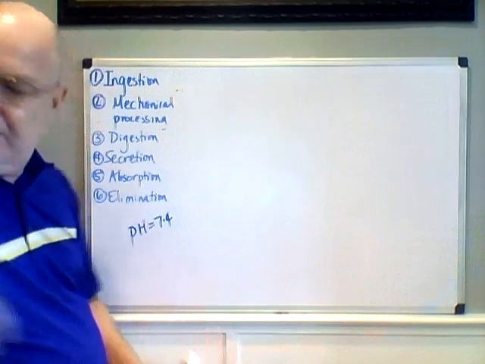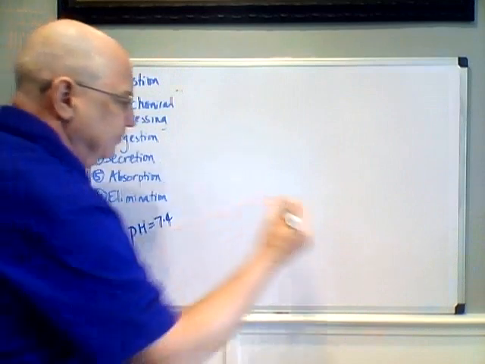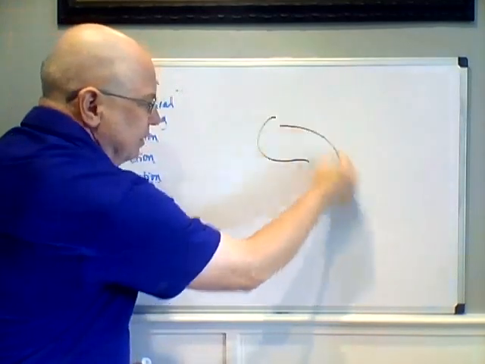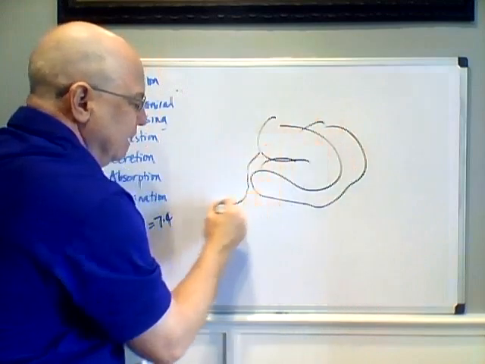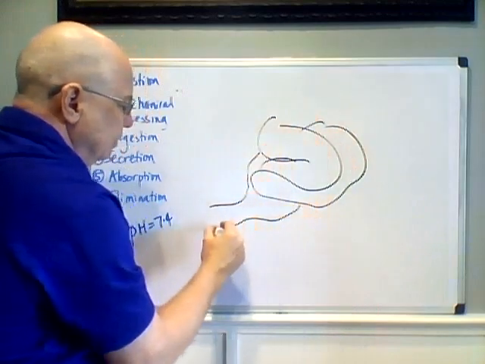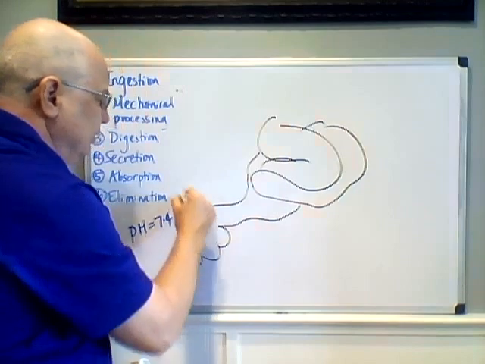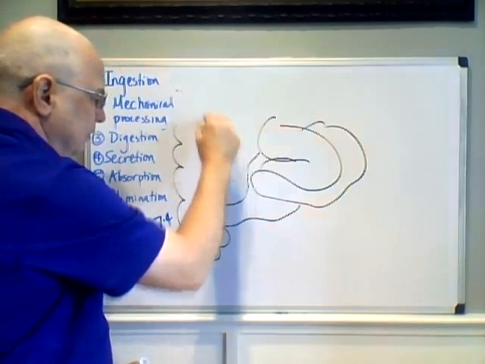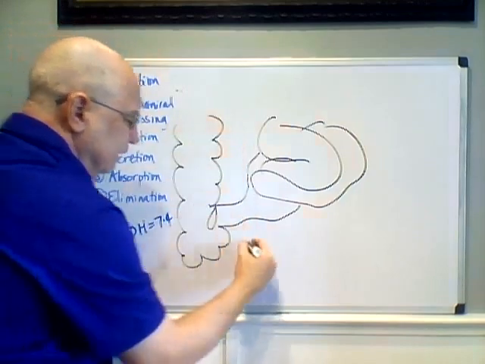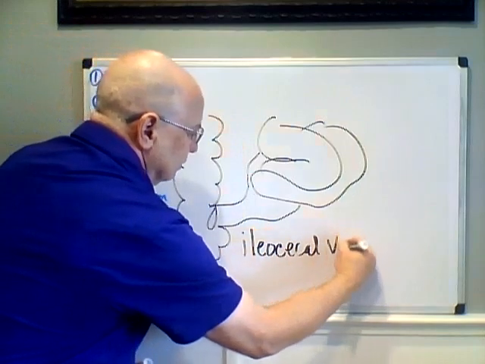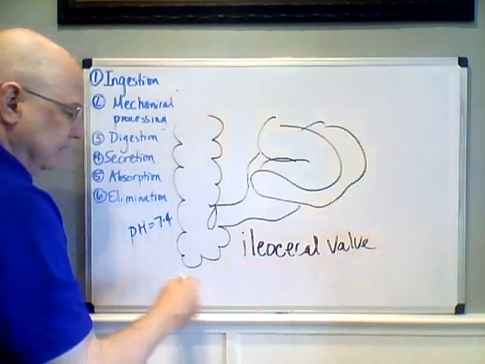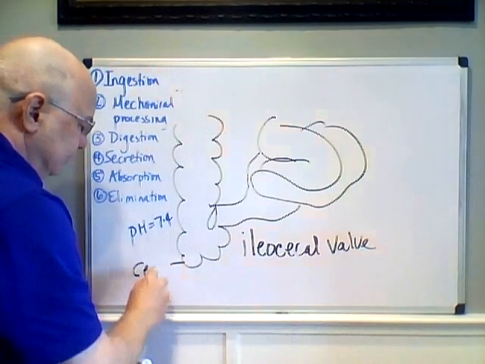But nonetheless, when we get to the end of the ileum, so your ileum is going to snake around and snake around and snake around, and it's a big like bowl of spaghetti. But the end of the ileum comes across here, and it dumps into the large intestine. And there's an opening here called the ileocecal valve, because this structure is called the cecum.